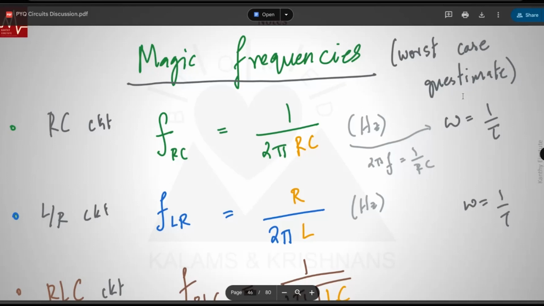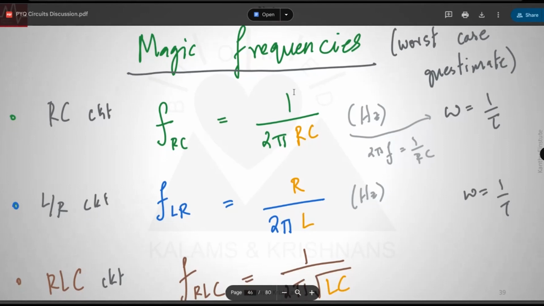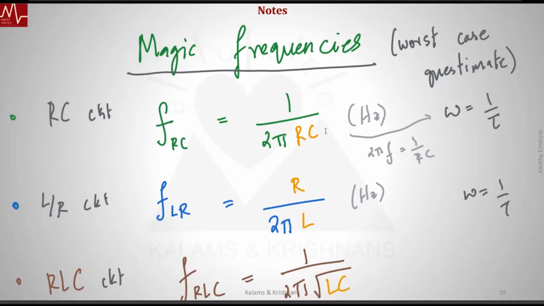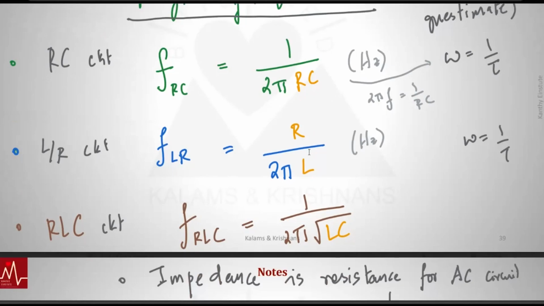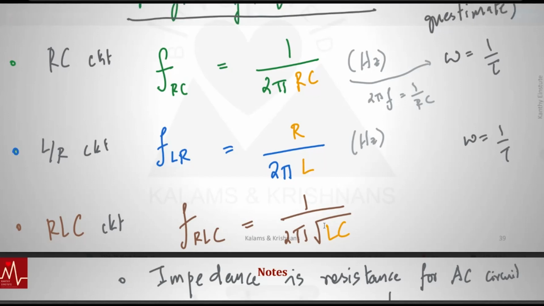One reasonable guess in that worst case scenario is: if it's an RC circuit, calculate this as the frequency. Of course, this is in hertz. If it's an LR circuit, calculate this as the frequency. If it's an RLC circuit, calculate this as the frequency. I'll show you examples today based on PYQs.